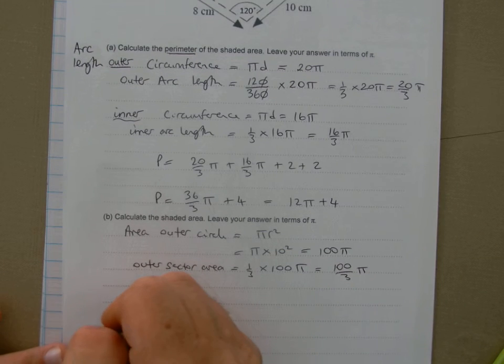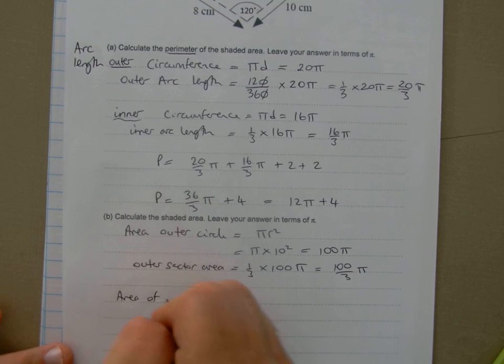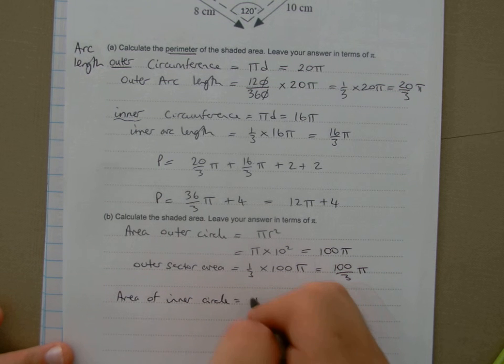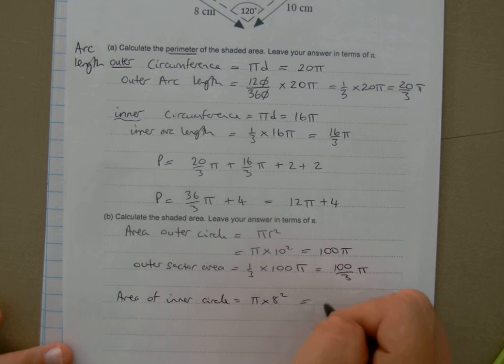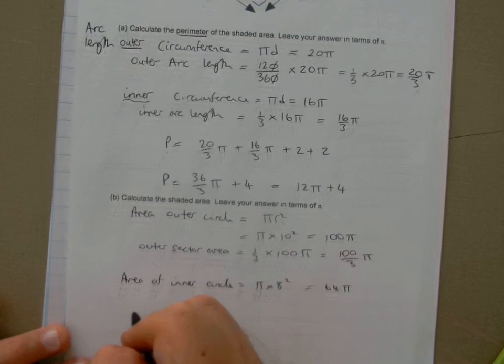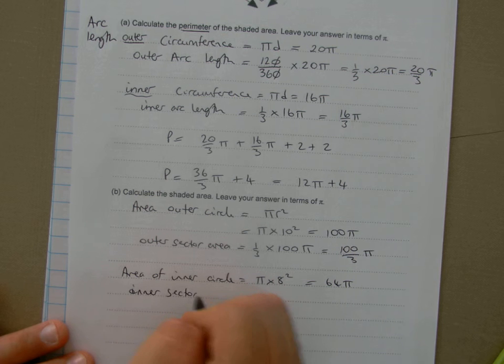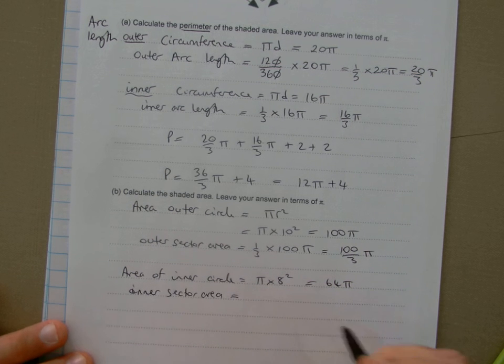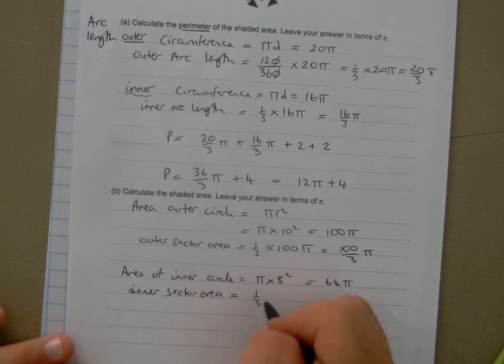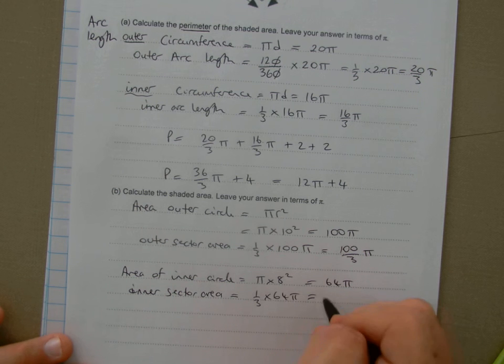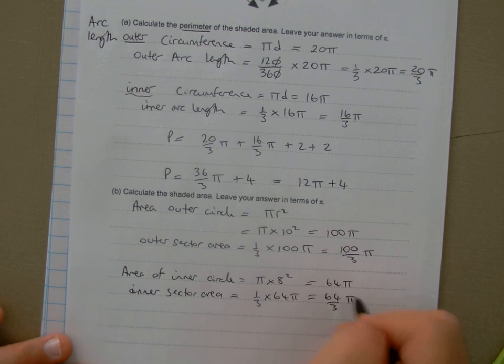For the inner circle, again pi r squared, so this time it'll be pi times 8 squared, which is 64 pi. So the inner sector area will equal 1/3 times 64 pi, which is 64 over 3 pi.